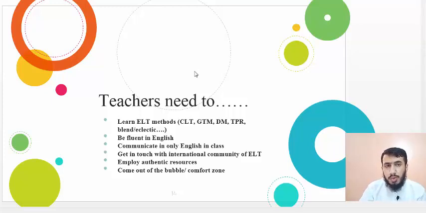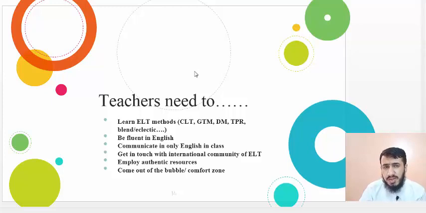And they should know what GTM is. GTM is the grammar translation method, which is the most outdated and the oldest type of teaching method. This English teaching method used to be applied by teachers for the classical languages. Classical languages are like Latin, French, and English in the beginning.